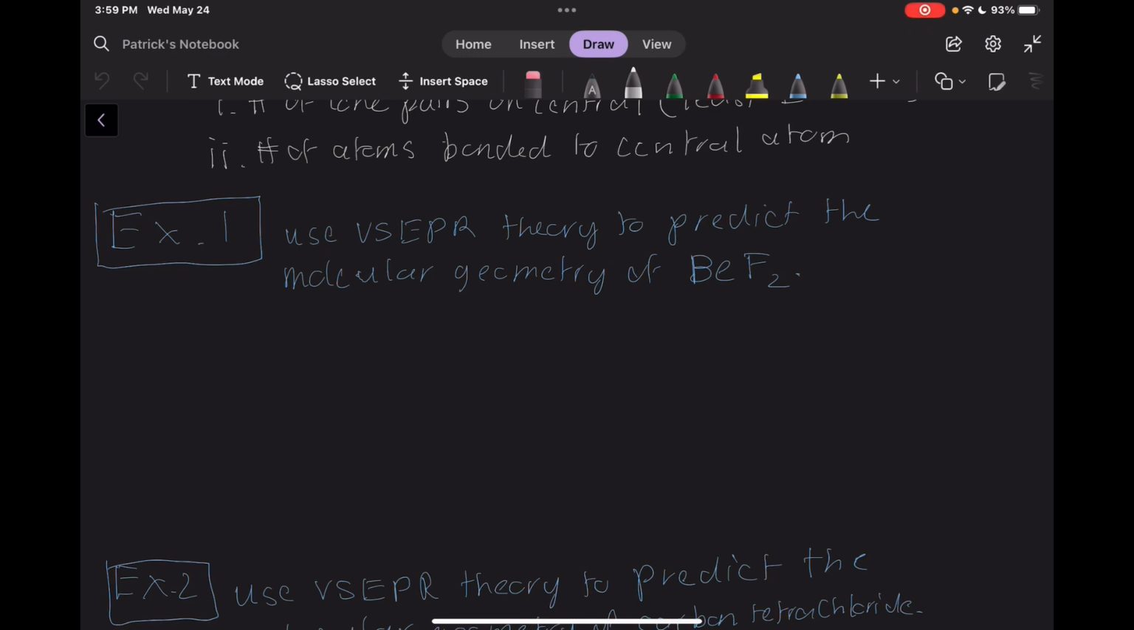Three examples before we close. Example 1 says, use VSEPR theory to predict the molecular geometry of beryllium difluoride. We can approach this problem by drawing the Lewis structure of beryllium difluoride and using that to count up its lone pairs and surrounding electrons. We should recognize at a glance that beryllium is far less electronegative than fluorine, so the Be is going to be our central atom.